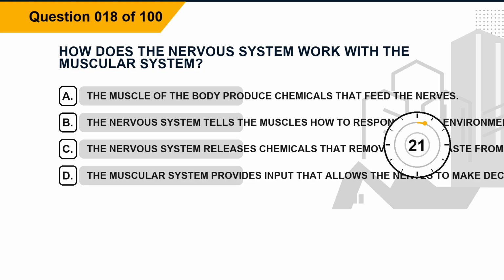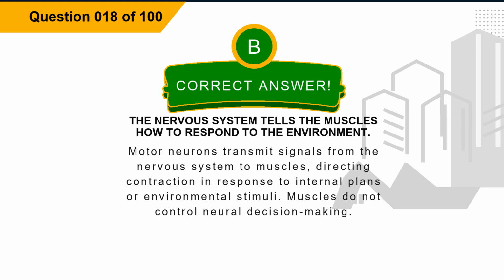Question 18. How does the nervous system work with the muscular system? Option A. The muscle of the body produce chemicals that feed the nerves. Option B. The nervous system tells the muscles how to respond to the environment. Option C. The nervous system releases chemicals that remove excess waste from the muscles. Option D. The muscular system provides input that allows the nerves to make decisions. The correct answer is option B. The nervous system tells the muscles how to respond to the environment. Explanation. Motor neurons transmit signals from the nervous system to muscles, directing contraction in response to internal plans or environmental stimuli. Muscles do not control neural decision-making.